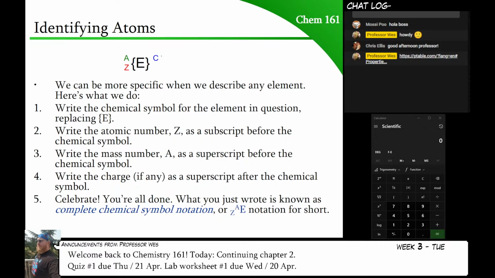Now, if you have a charge, you can indicate the charge as a superscript after the chemical symbol. But if there is no charge present, just ignore it. Leave that space blank. Don't enter a 0 there for charge. So this is known as isotopic notation or complete chemical symbol notation according to your textbook. I just write this. I write ZAE notation.